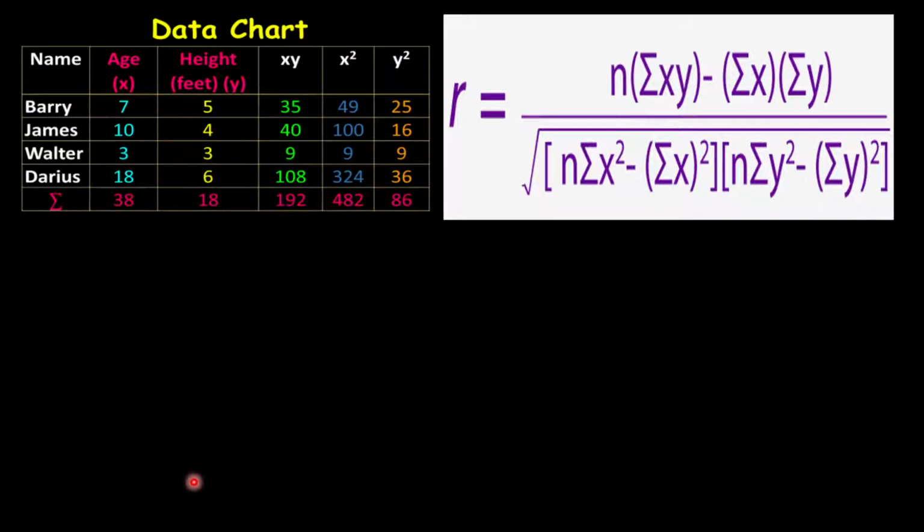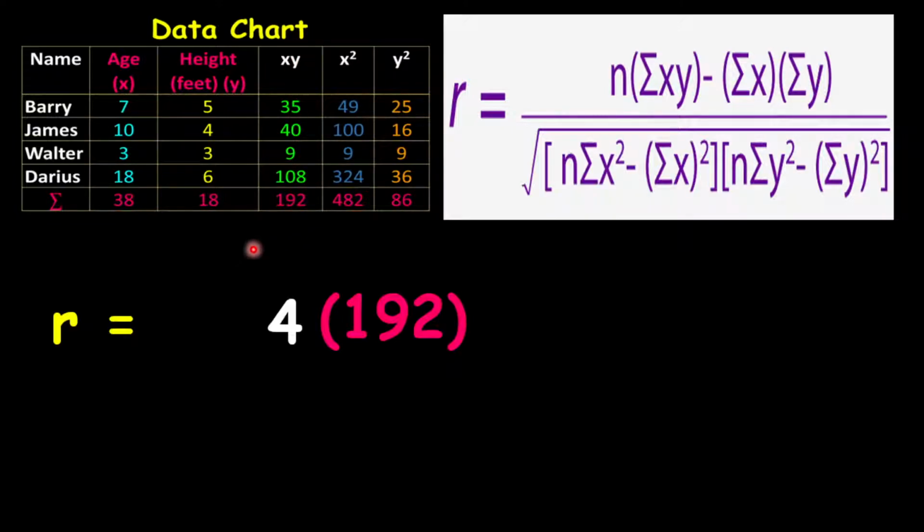And so now let's put this information inside of our equation. R is equal to 4, and 4 is N. So N is 4. Okay, so look at the equation. N is 4: 4 persons, the population size is 4, or there are 4 of each variable. Multiply by the sum of XY, and the sum of XY right here is 192. So the total of this column is 192. Then you're going to minus from this the sum of X, which is 38, times the sum of Y, and the sum of Y right here is 18.